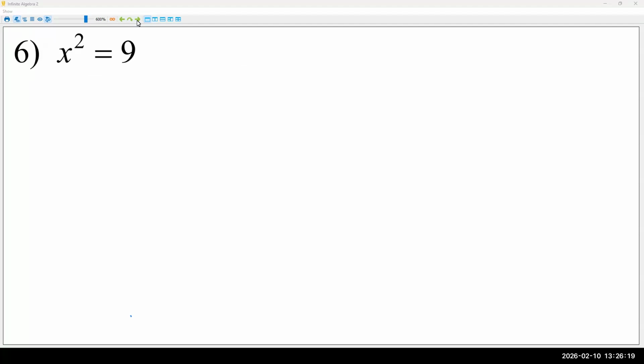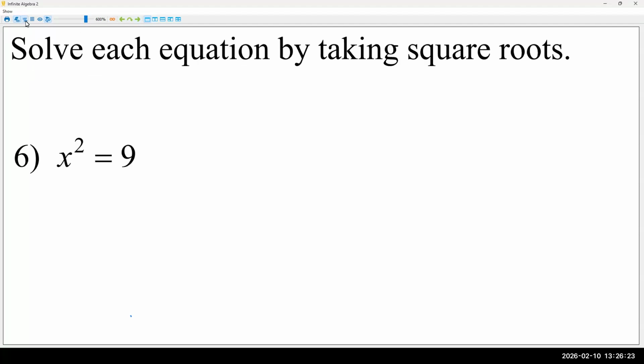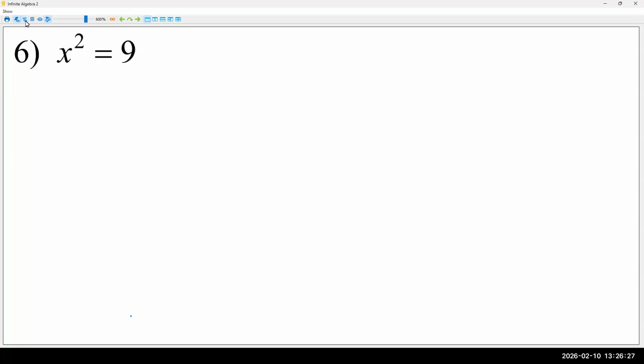All right, so for number 6, it says to solve by taking square roots. So all I gotta do is take the square root of both sides. Okay, the square root and squared cancel out, and I get x equals the square root of 9, which is 3. But every time I take a square root, I have to put plus or minus.